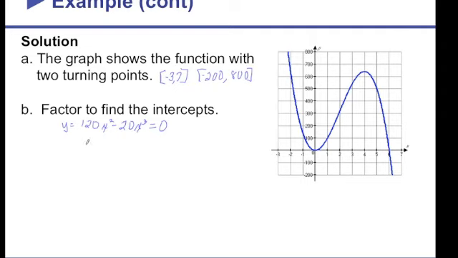So factoring, we can take a 20x squared out. That would leave us 6 minus x equals 0. So x squared would equal 0, so x would equal 0. And 6 minus x equals 0, so x would equal 6. Those would be our intercepts, and we can see that fairly clearly from the graph also.